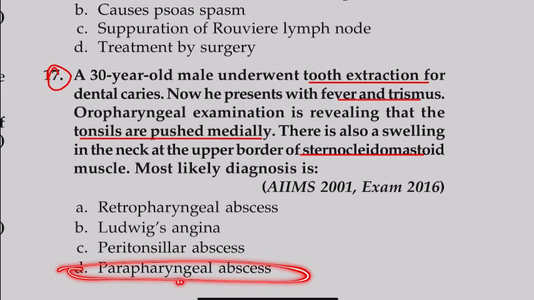Parapharyngeal abscess is also called pharyngomaxillary or lateral pharyngeal abscess. Since there is a history of tooth extraction, mainly third molar tooth extraction, and the tonsil is pushed medially with medial bulging of the pharynx, and swelling over the middle one third or upper border of the sternocleidomastoid, this is the peculiar finding of parapharyngeal abscess.